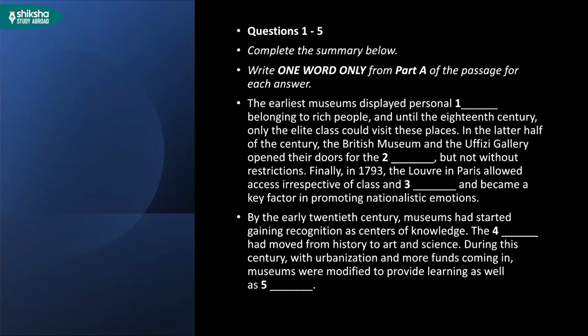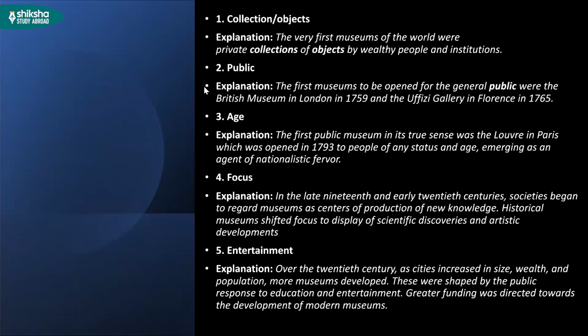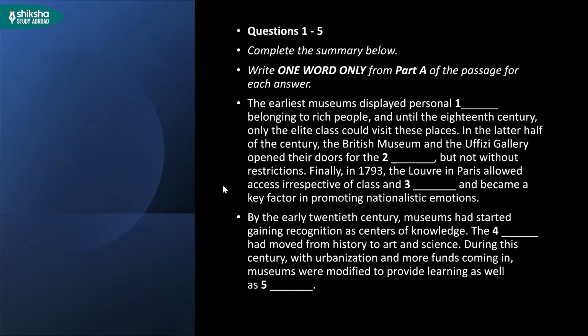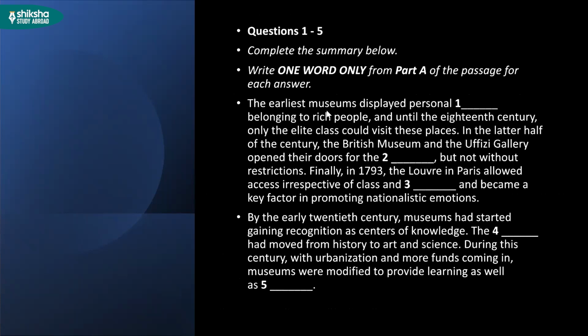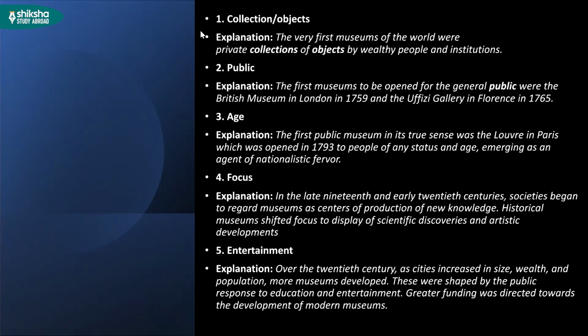Now these were the questions, and I have listed down 5 answers for you. Okay, for these 5 questions. So let's see what were the questions. The earliest museums displayed personal dash belonging to rich people, and until the 18th century, only the elite class would visit these places. So let's read till places first. First answer which they have given is collection and objects. Both can be found as an answer here.